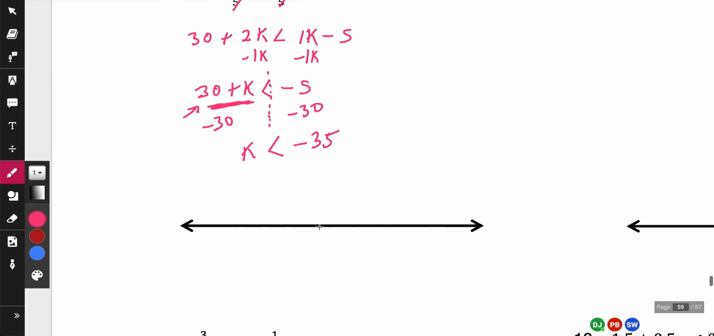So when we graph this, k goes in the center of negative 35. We'll have negative 36 to the left and negative 34 on the right. We're going to have an open circle and we are going to shade to the left because it is less than.